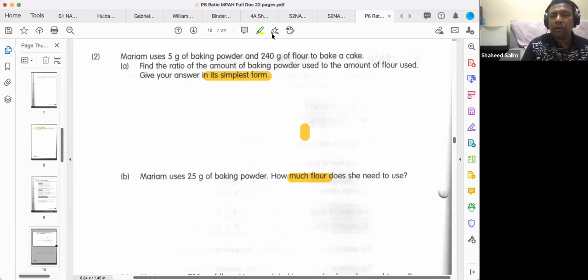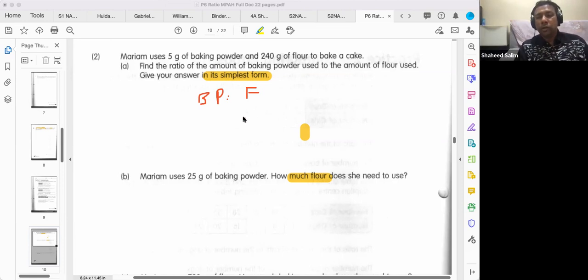Very simple. So down here we go through again. Down here now we write baking powder. You know what baking powder is? Okay, then you have flour. You know what flour is? What do you call flour in Malay? Tepung. Okay, good.